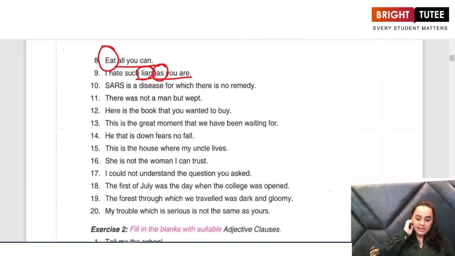SARS is a disease for which there is no remedy. So which there is no remedy is my adjective clause. And what is it describing? SARS, which is a disease.